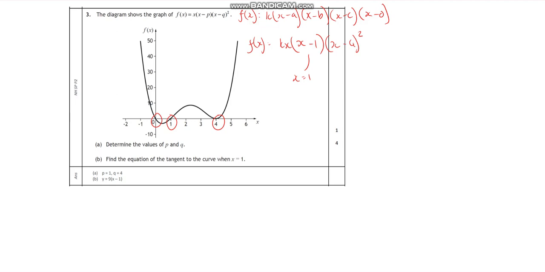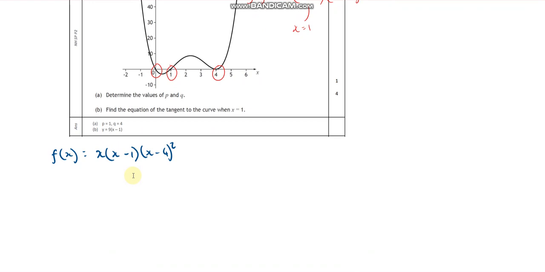So it wants us to differentiate, but before we differentiate, we're going to have to say, right, my function is x take away 1, x take away 4 squared. That k obviously is going to be 1 in this case. They haven't got another number in there. But that's our function, isn't it? The k is 1. So I need to multiply this out first of all.